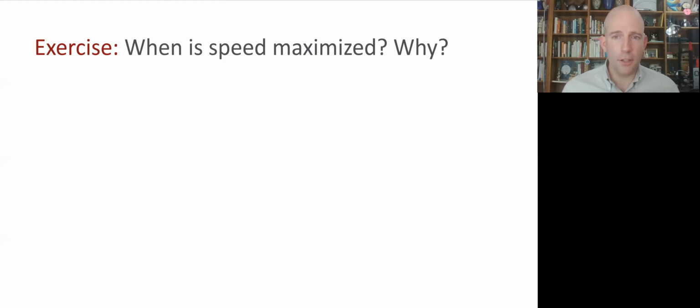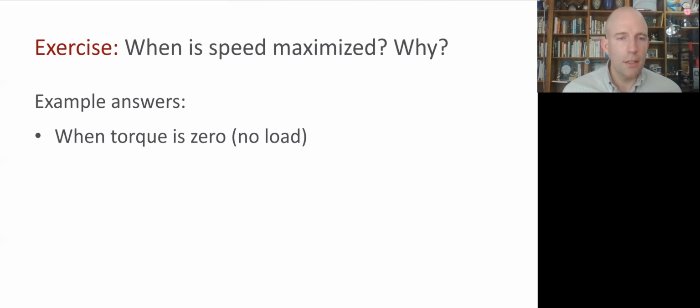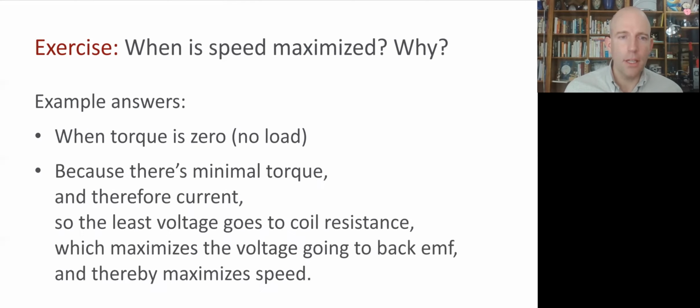All right, have an answer? All right, here's an example. Speed is maximized when the torque is 0, when the output torque is 0. And that's because that torque is then minimized. Maybe it's the friction, or maybe it's 0 if you ignore friction. And if the torque is minimized, the current is minimized. And so the least voltage possible goes to coil resistance. So that leaves the most voltage possible to go to back EMF, which is proportional to speed. So speed is maximized. Make sense?